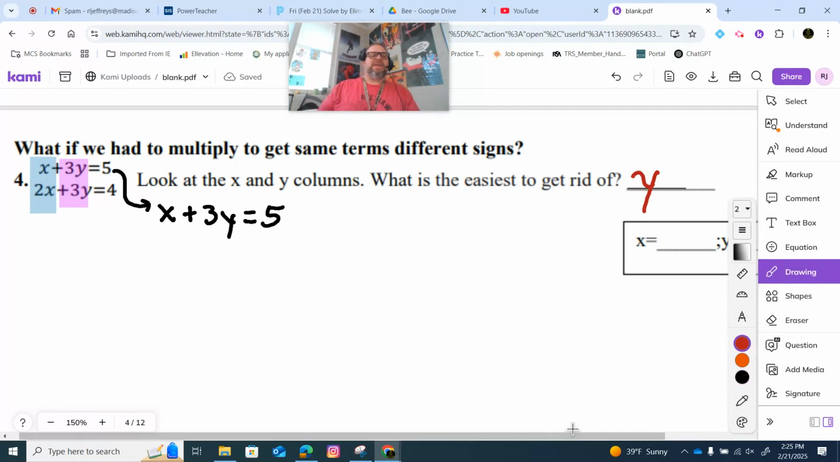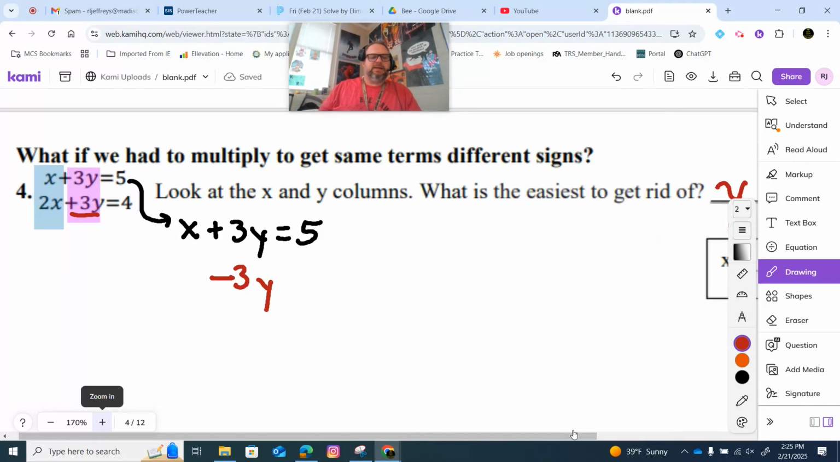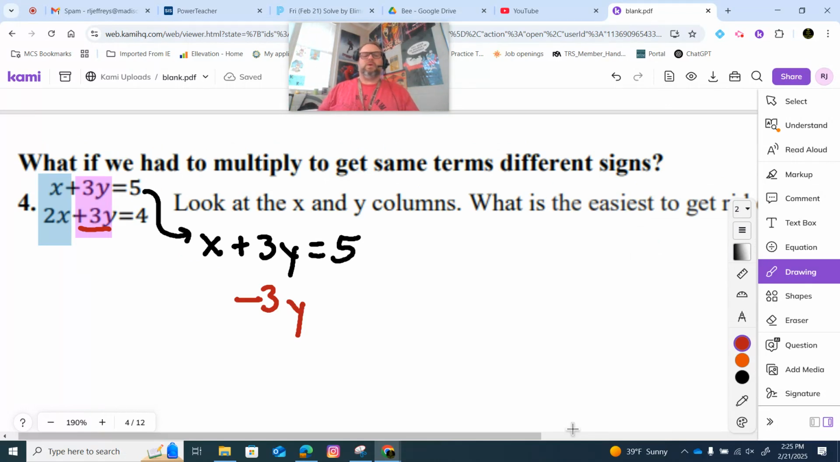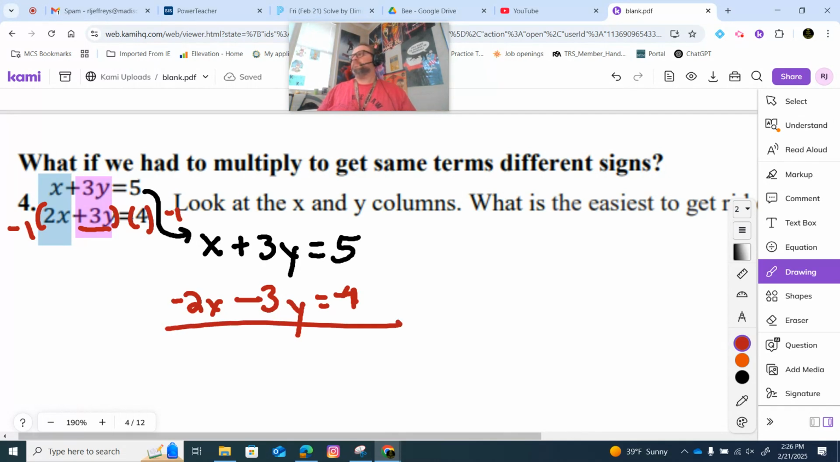All right. So if I want this positive 3y to be a negative 3y, what do I need to multiply that by? Yeah. So I would need to multiply everything by negative 1. Because remember, it's an equation, right? You got to multiply everything.